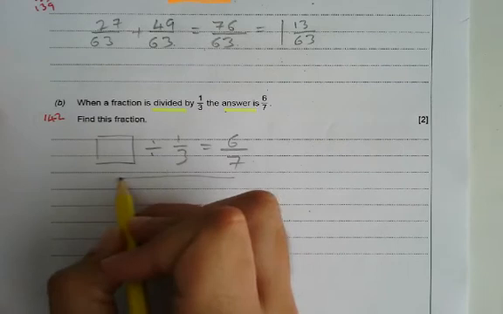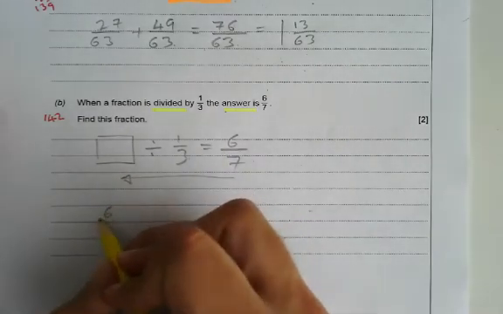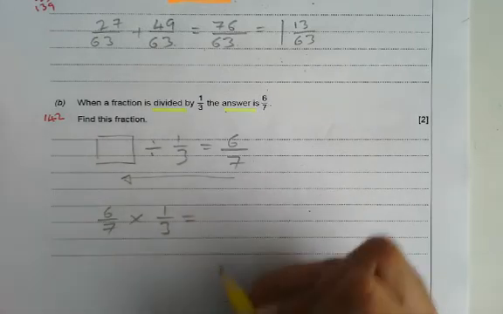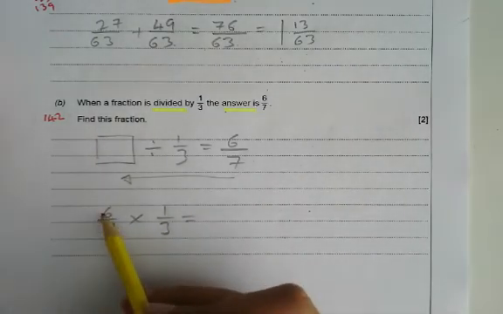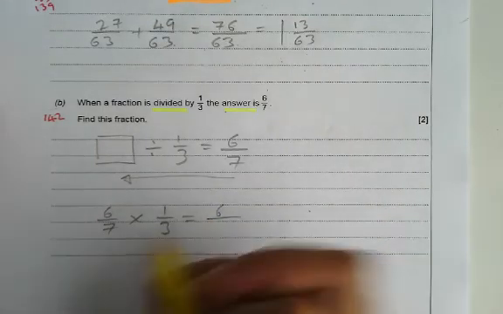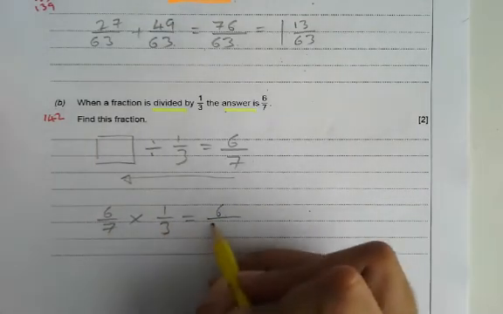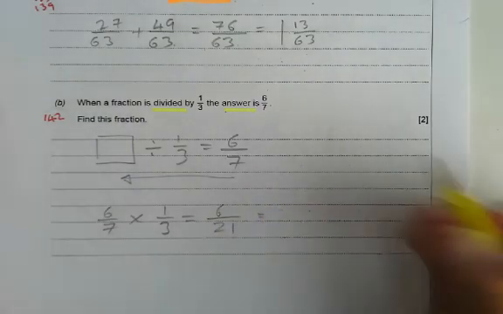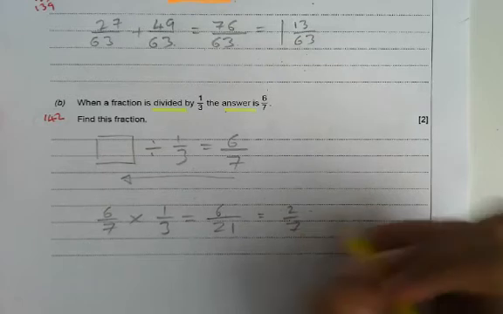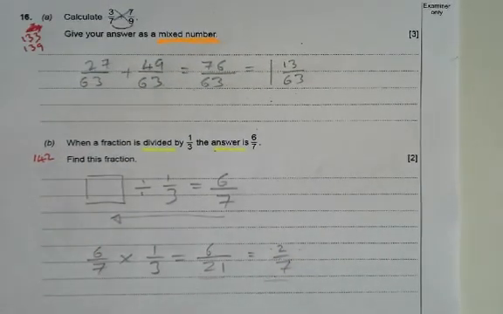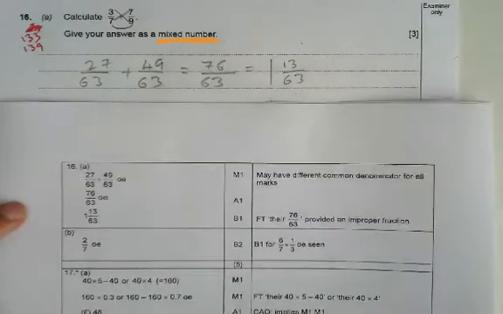So to get this, we need to do this sum backwards. So we need to do 6/7 times 1/3. We're going to do 6 times 1, which is 6, over 7 times 3, which is 21. Okay, and that's your answer. You can simplify that down if you want to. You can divide both of them by 3 to get 2/7, but either of those will get you the marks there. Right, let's have a quick look at the mark scheme for this then.